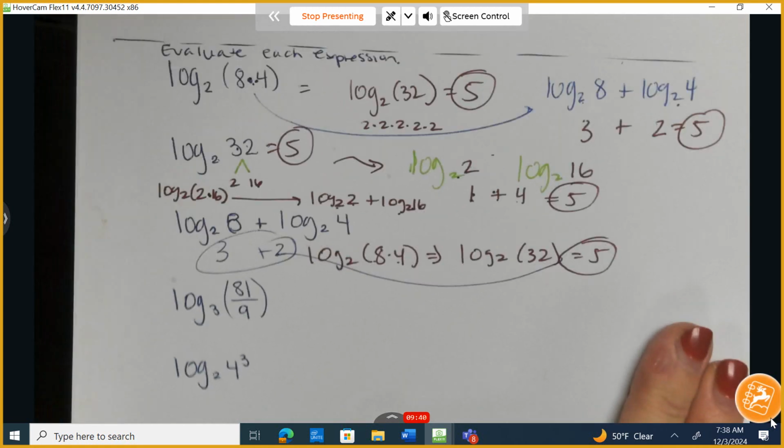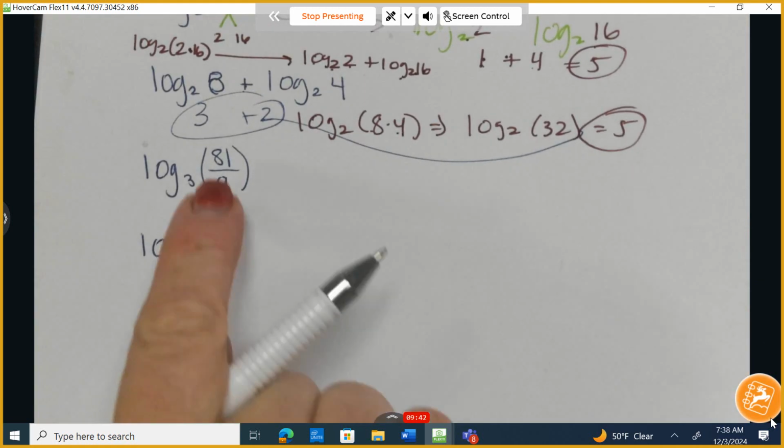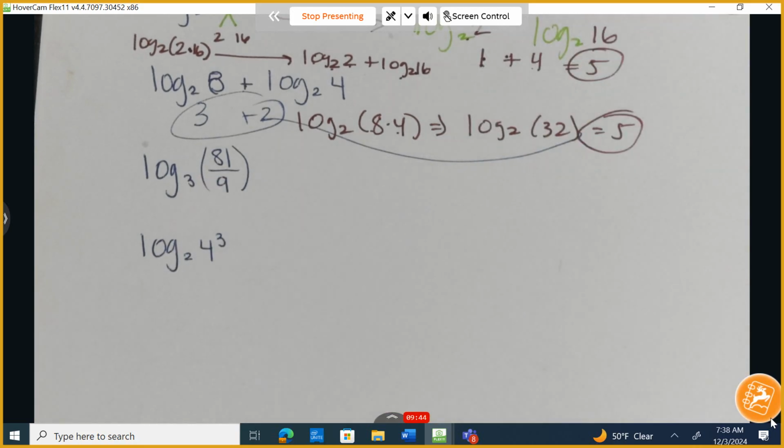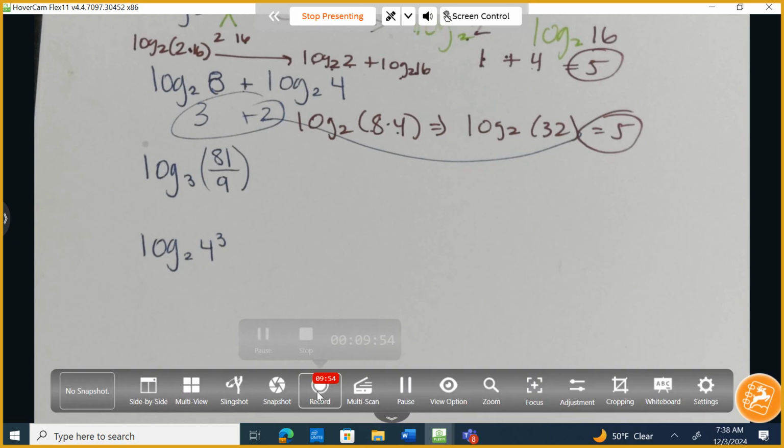Now I want us to press pause, and I want you to look at this 4th example, this expression. When I press pause, I want you to come up with 2 different ways that you can evaluate this expression. Go. I'm going to demonstrate right now 2 different ways.